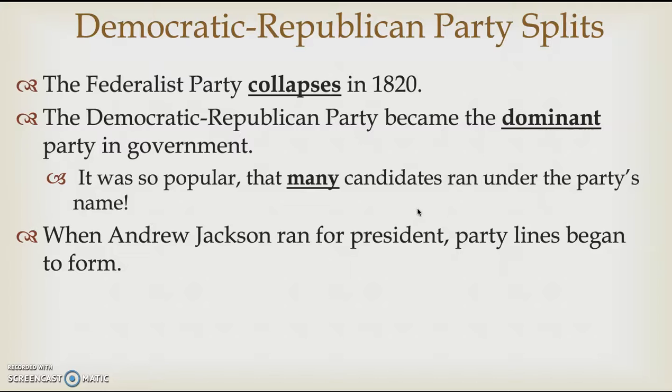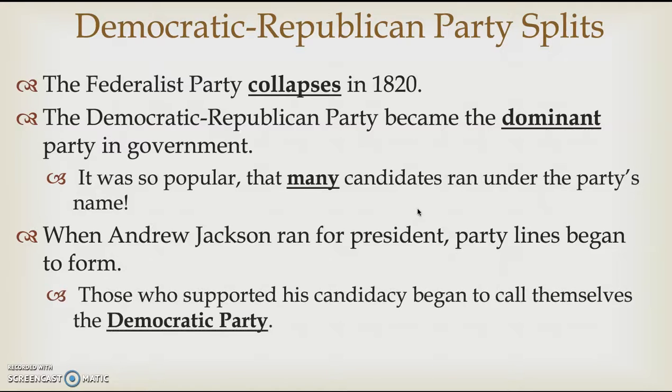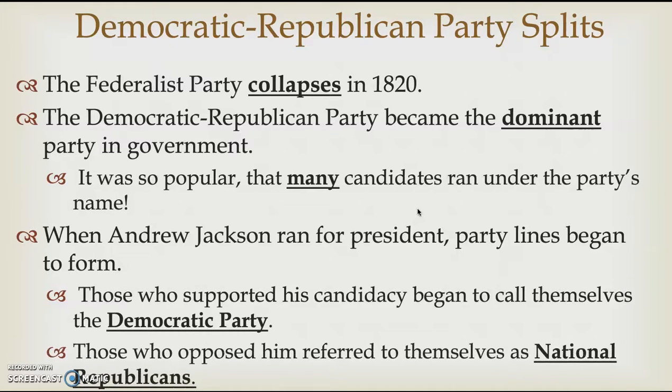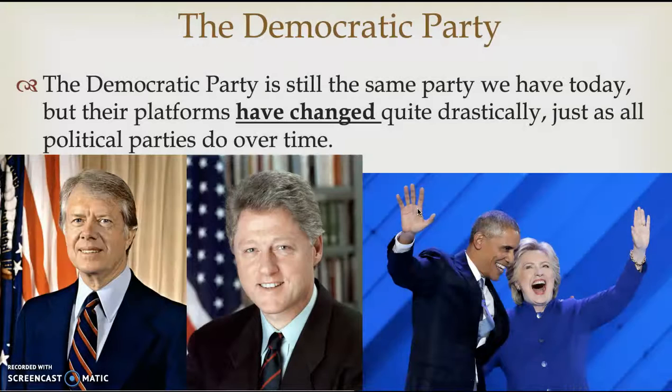So when Andrew Jackson ends up running for president, party lines start to form within the party. Those who support him call themselves the Democratic Party. Those who are against him refer to themselves as National Republicans. That's important. National Republicans. All right, so federalism, bye. Sorry, Alexander Hamilton. Jefferson's like, woohoo, my party, my legacy lives on. Except when Andrew Jackson runs for president, that party splits up. And we have the Democratic Party and the National Republicans.